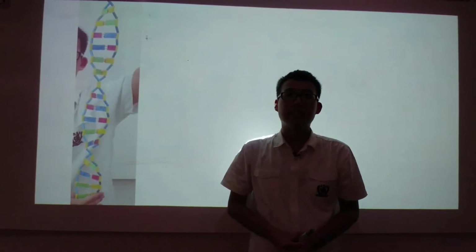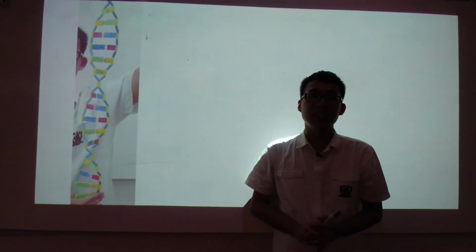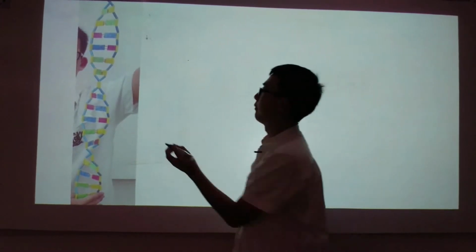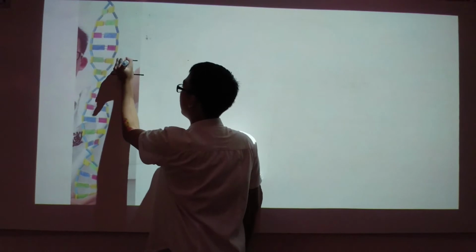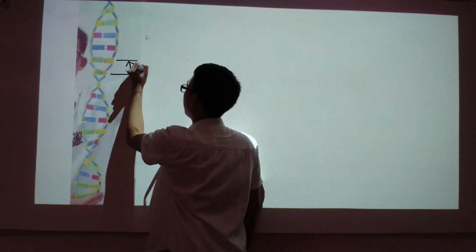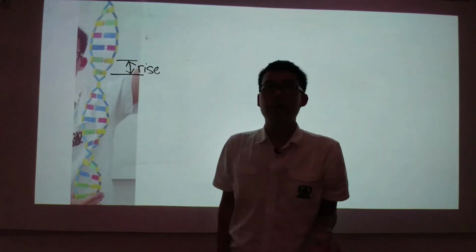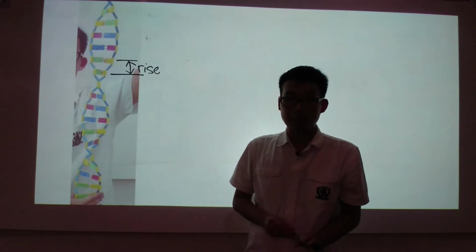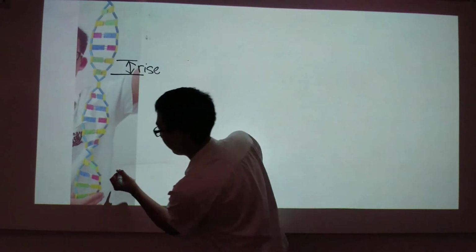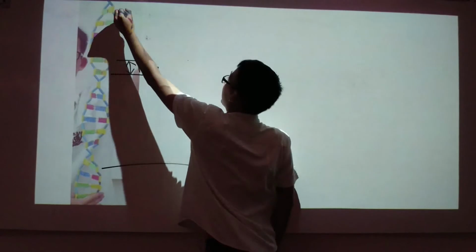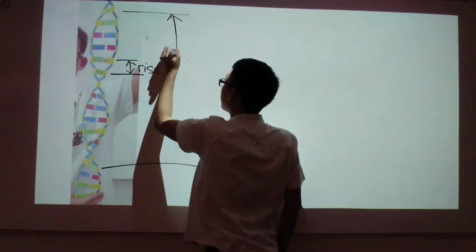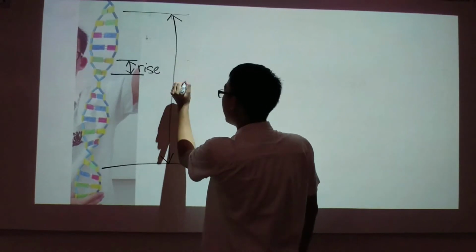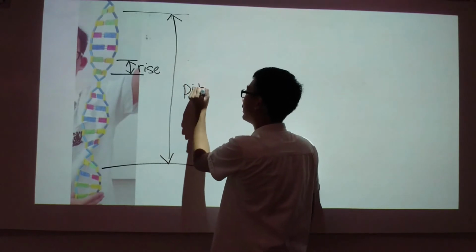In a double helix, there are numerous physical parameters in a DNA molecule. There is a rise, which is the vertical gain between two adjacent bases. There is also the pitch, which is the vertical gain in a full helical turn.